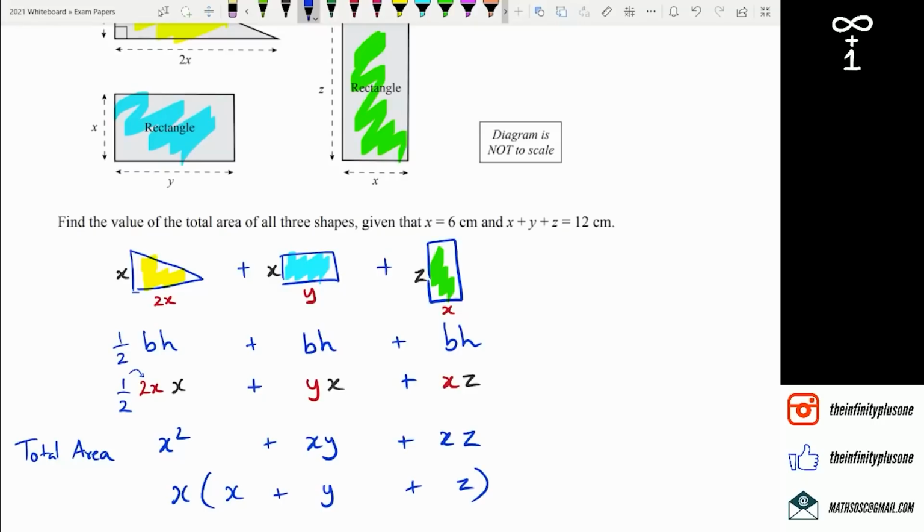Now, this is where things get a little bit interesting. You might ask why, because check this out. We've got x is equal to 6, all right? And we also have x plus y plus z equals 12.